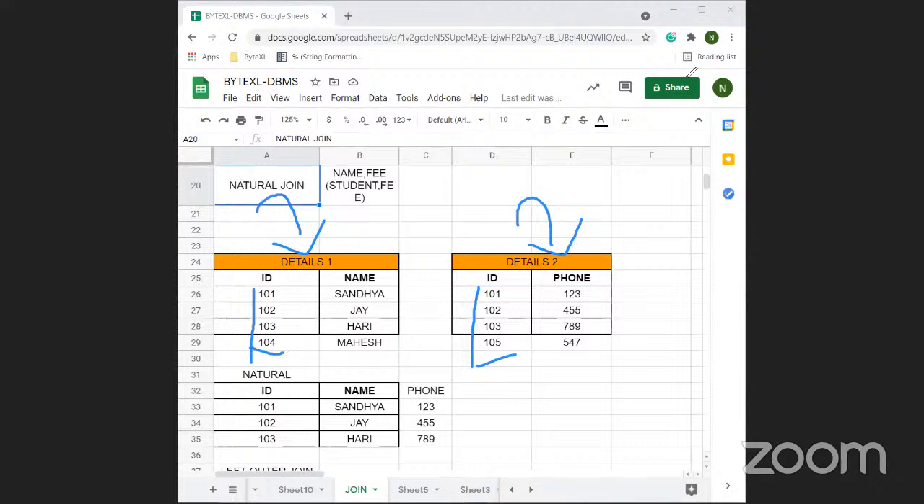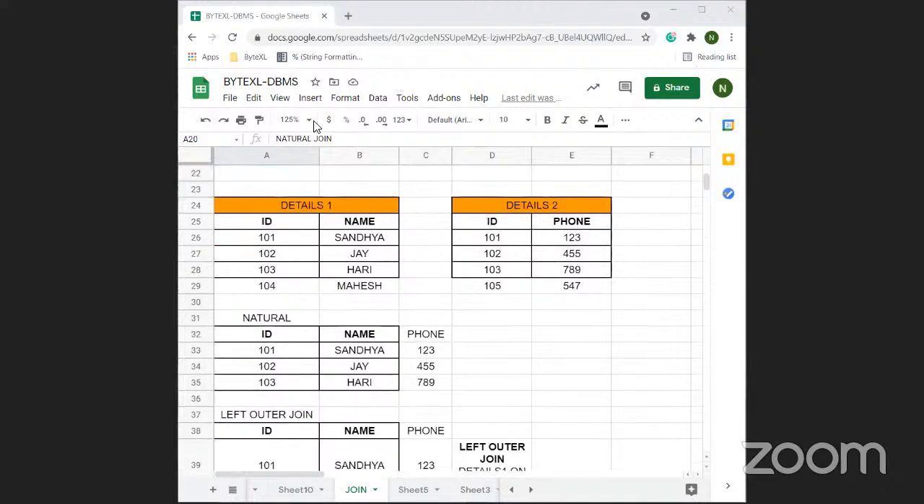Then the first type of join is natural join. When you use this natural join, this is how the data will be represented. The common attribute cannot be seen in the final answer. First, let me tell you the first table step by step clearly. From the further tables, easily you can understand.